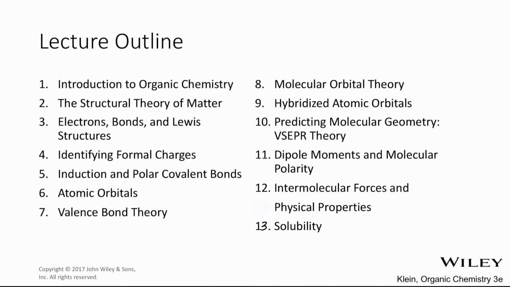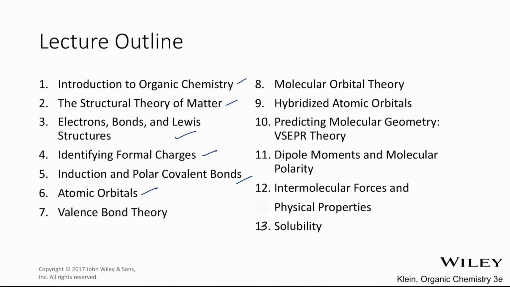This is the lecture outline. We are going to first discuss the introduction to organic chemistry. Then we'll see the structural theory of matter, how matter is organized in terms of its structure. And we'll see what electrons, bonds, and Lewis structures are. We'll also see one of the most important topics in organic chemistry, identifying formal charge. Next we'll see induction and polar covalent bonds, and we'll complete it with atomic orbitals.